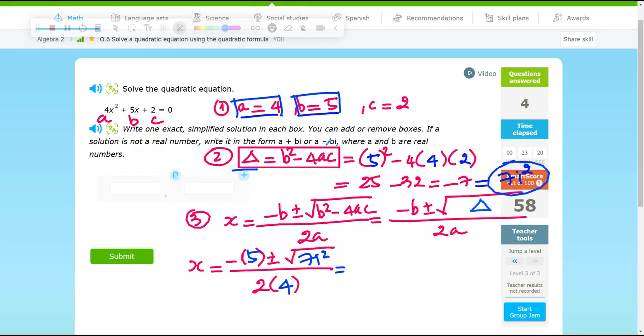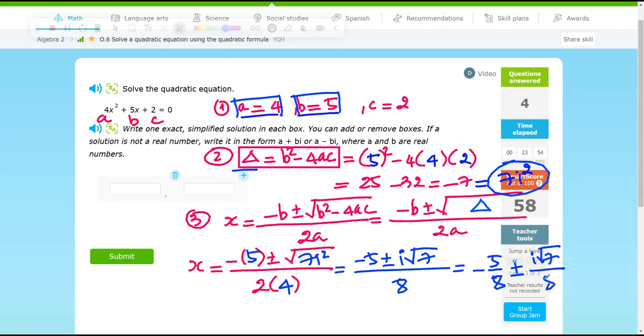So now, let's simplify. Okay, subtract 5 plus minus i squared inside the square root, I could move outside. So inside the square root, we still have 7. 2 times 4, that is number 8. And then simplify, so I break this down into 2 fractions. So I got negative 5 over 8. Plus minus i times square root of 7 over 8.